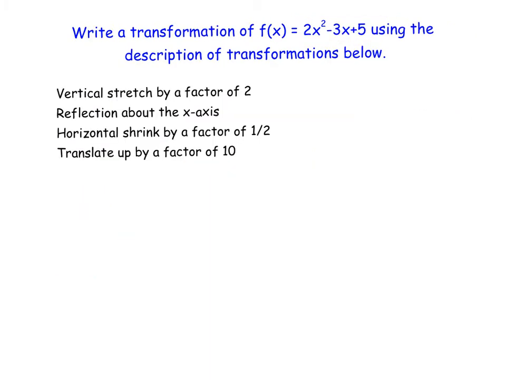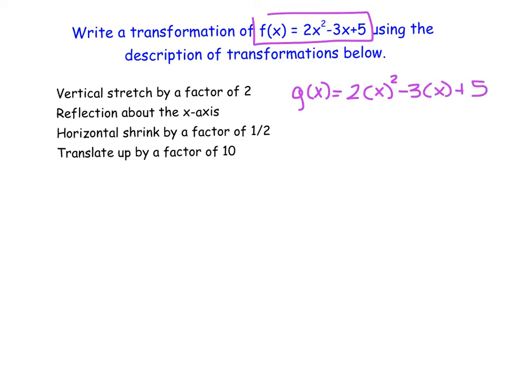All right, so let's jump in and look at this second example here. So we have, I'm going to write this with all parentheses in there. So g of x is equal to 2 parentheses x squared minus 3 parentheses x plus 5. And again, we might not need this later on, but we just want to make sure we have those parentheses in there so that we know when we need to go inside or outside the parentheses. So let's start here with a vertical stretch by a factor of 2. So this is going to multiply on the outside by 2. So we're going to multiply every outside piece by 2. So that means this 2, this negative 3, and this 5.